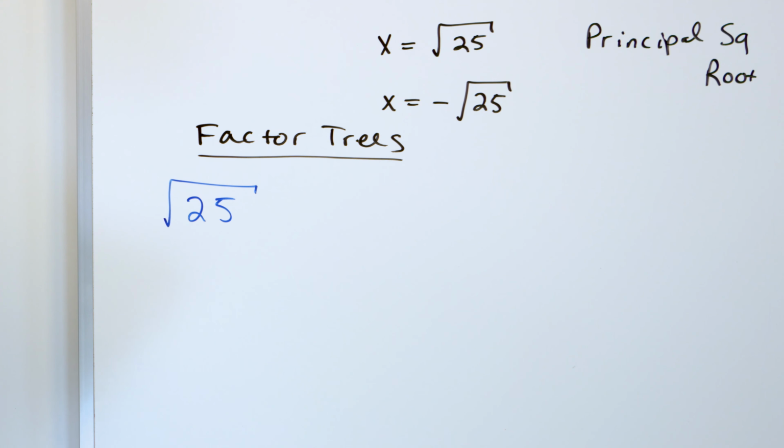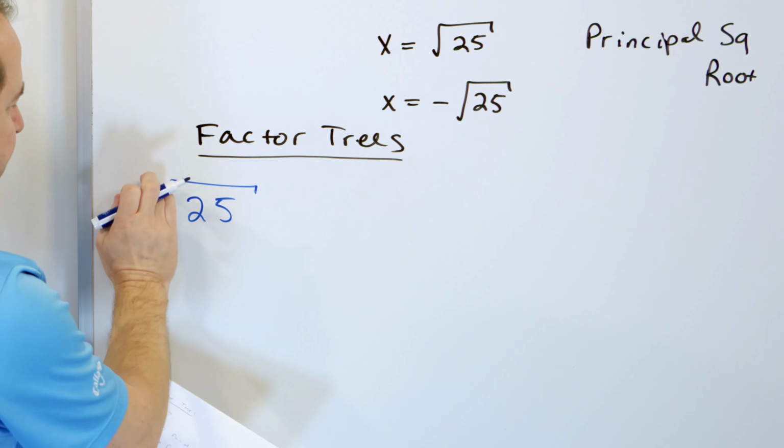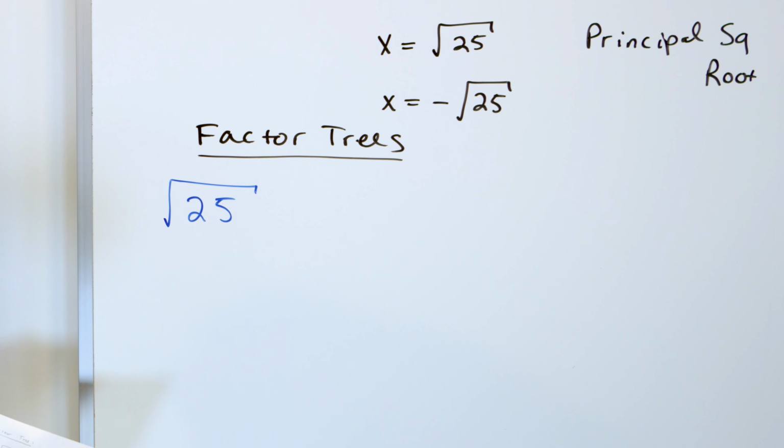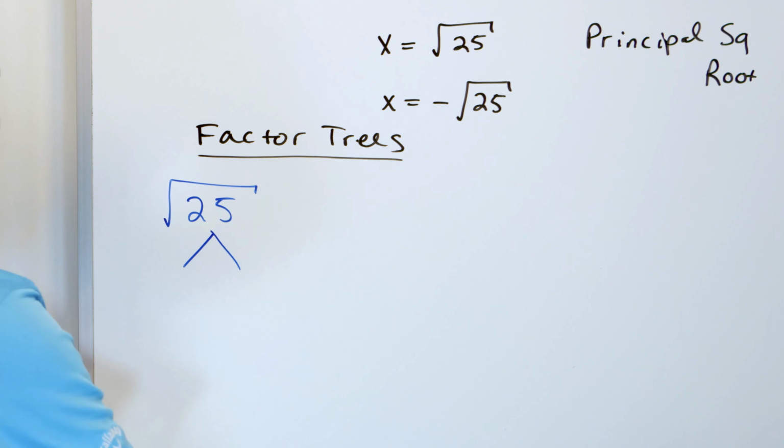Square root of 25. We know it's 5, of course we do. And we're just going to give the principal square root because the radical is already written down. It's asking us for the principal square root. Here's what you do. You draw a little tree here, and you write down anything you can think of to multiply to give you 25.